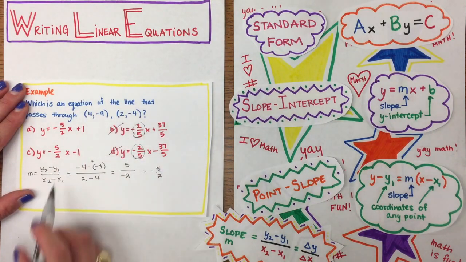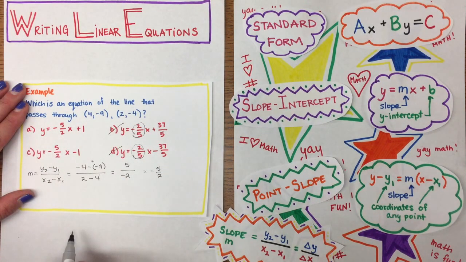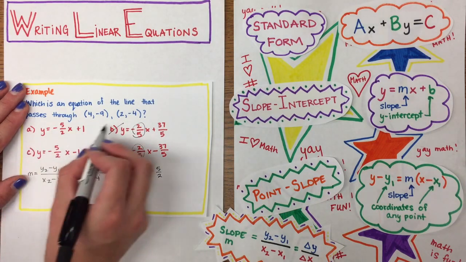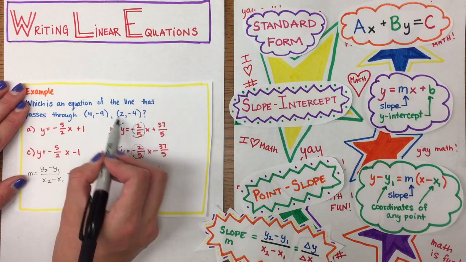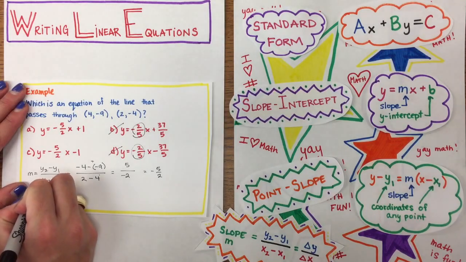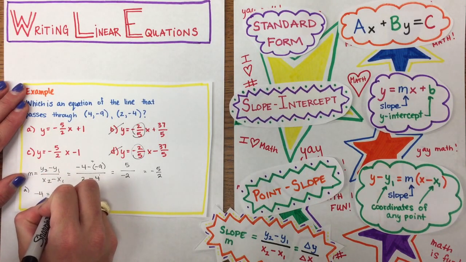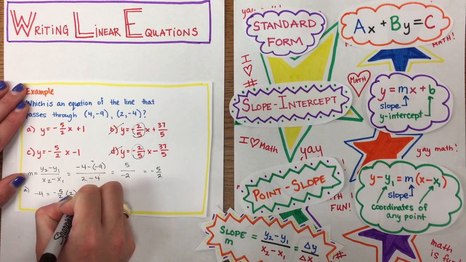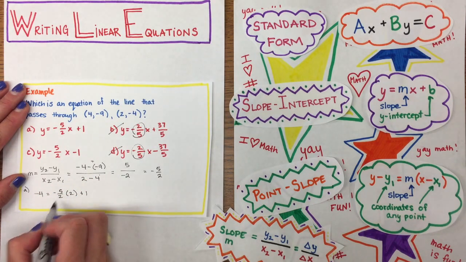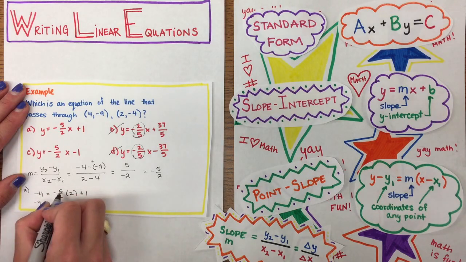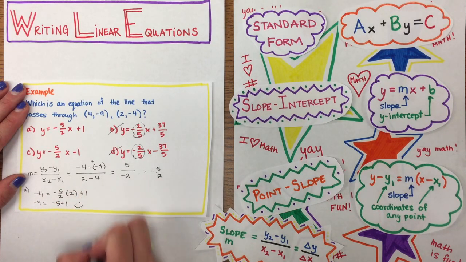I'm now going to take these points and check them in here. So I'm going to check (2, -4) in A. So -4 is equal to -5/2 times 2 plus 1. All right, negative 4 is equal to negative 5 halves times 2, which is negative 5, plus 1. This ends up being true.